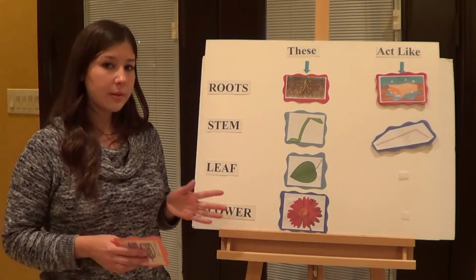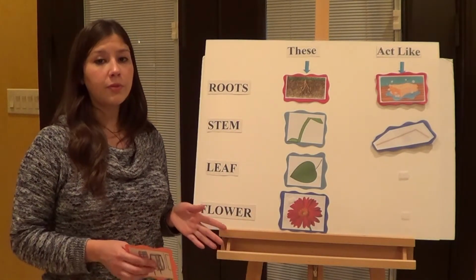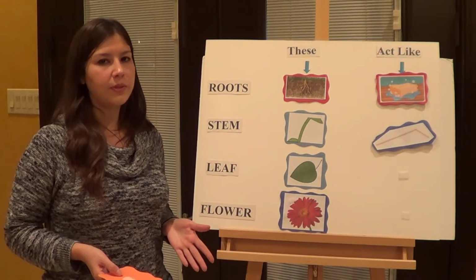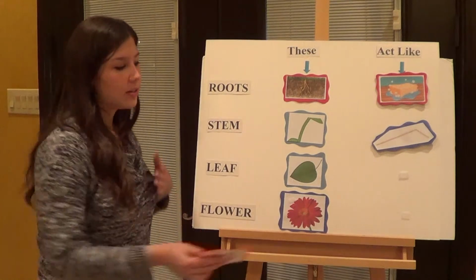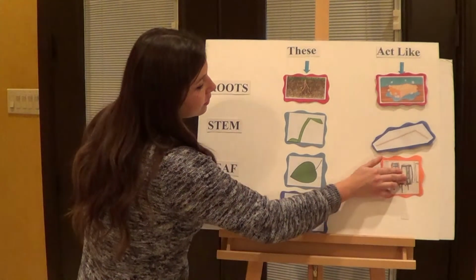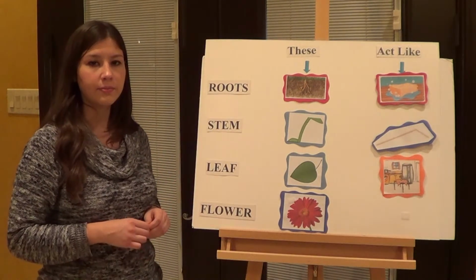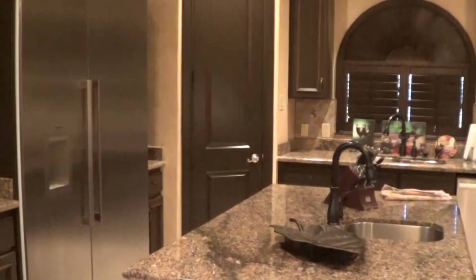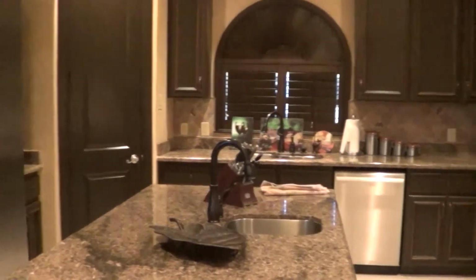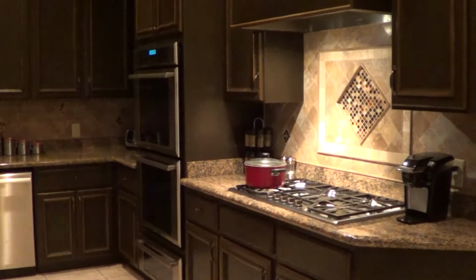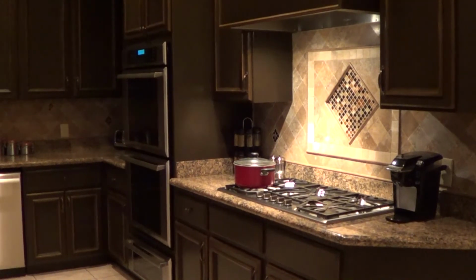Now, the leaf is the part of the plant where all the food gets made. So what part of our houses does all the food get made? In the kitchen. So leaves kind of remind me of a kitchen, and that helps me to remember what it does. The kitchen is where all the food gets made. It will help you to remember what the leaf does if you think of it as the plant's own personal kitchen.